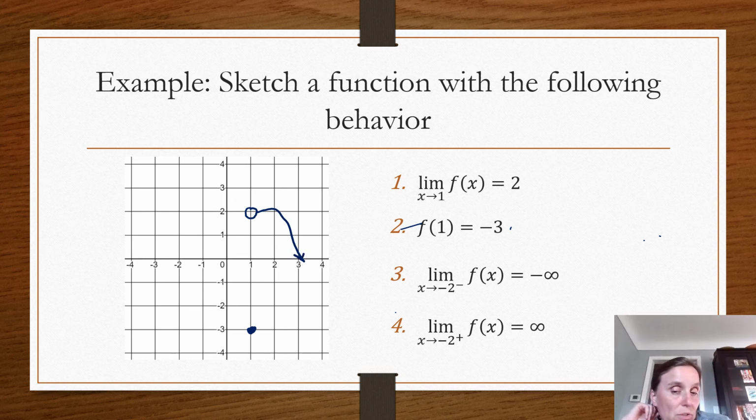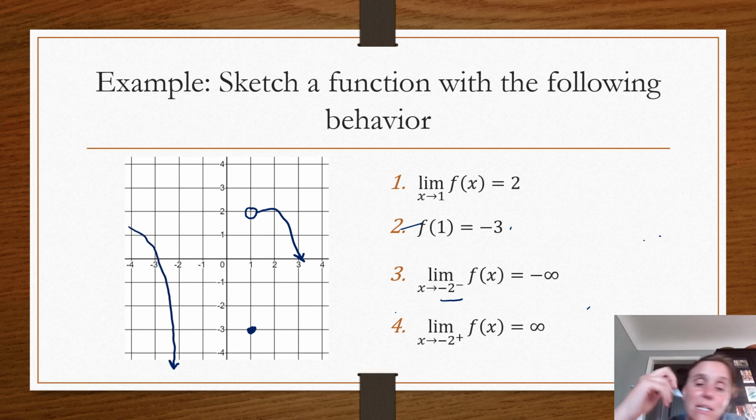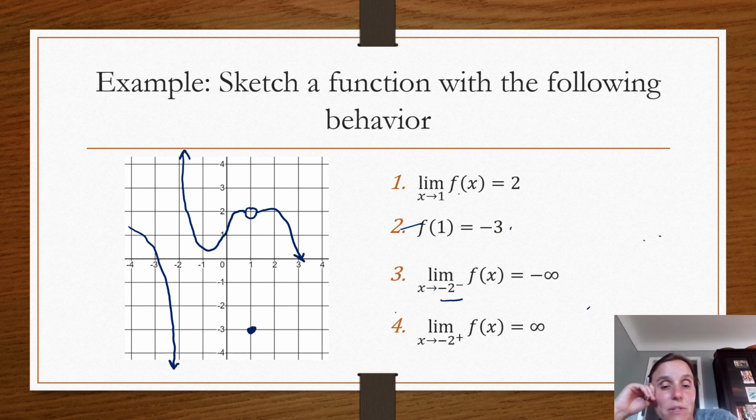And I don't really know what's going on before that hole, but I do know that as I approach negative 2 from the negative direction, my function is going down to negative infinity. And as I approach negative 2 in the positive direction, my function is going up to infinity. So maybe it looks something like this. There's more than one way to sketch this function, but the things that I would be looking for, I would make sure that all 4 of these facts are true.